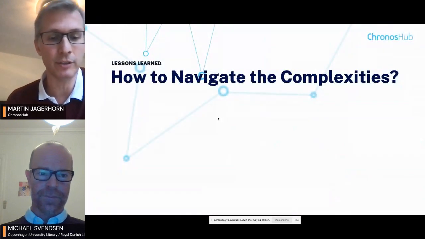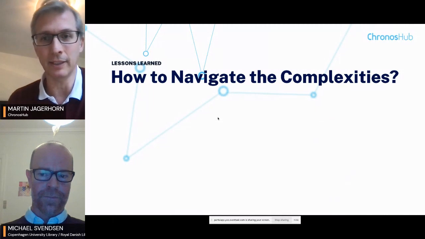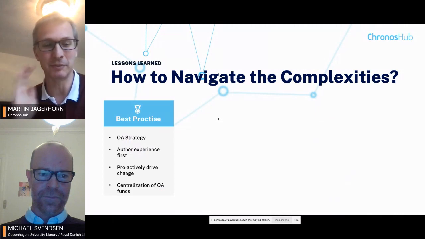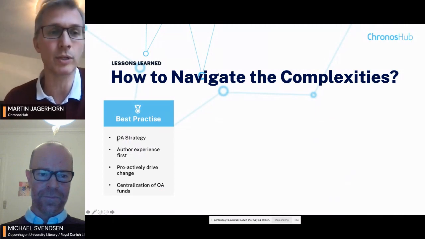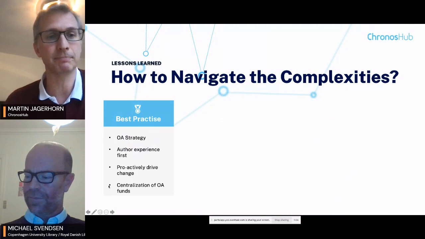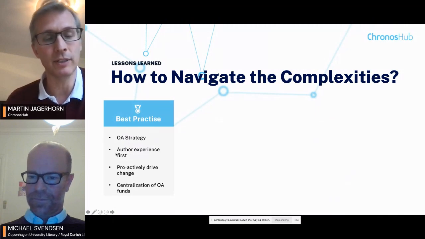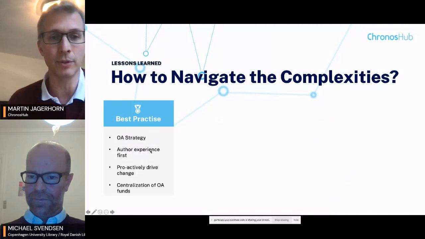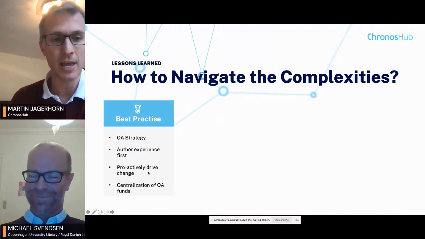Based on this collaboration and also a number of others with other institutions, we have a number of lessons learned on how to navigate the complexities of open access. We don't have the solution to all, but very quickly we try to identify best practice. And an important part of that is that the institution has a well thought through open access strategy. And very often we see that institutions that are successful put the author experience first, really trying to unburden the researchers as much as possible. They also need to be very bold.